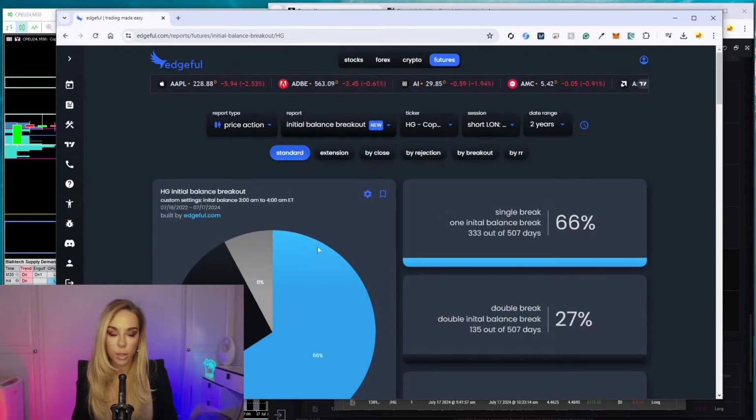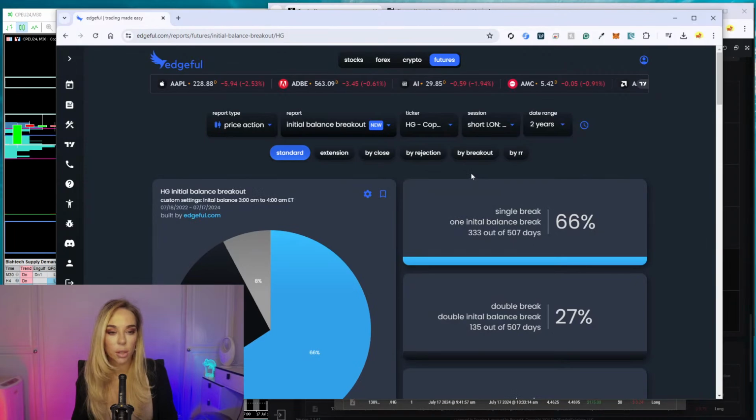So what is this measure? It's a measure that tells you how often you have a single break to only one side of the initial balance and how often a double break happens. So both sides of the initial balance get popped, which implies that at some point of the day you might have had a failed auction first. That should be like your first sign.